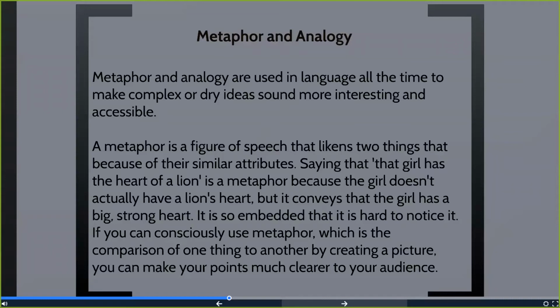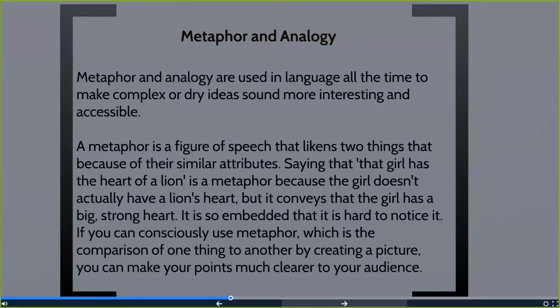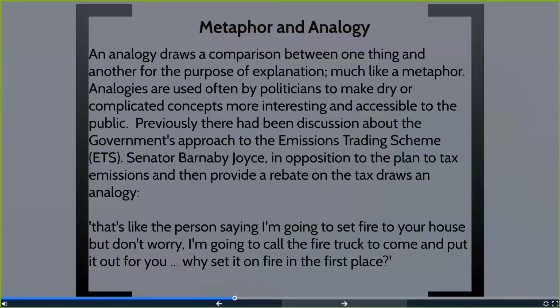An analogy draws a comparison between one thing and another for the purpose of explanation. Much like a metaphor, analogies are used often by politicians to make dry or complicated concepts more interesting and accessible to the public. Previously, there's been discussion about the government's approach to the emissions trading scheme. Senator Barnaby Joyce, in opposition to the plan to tax emissions and then provide a rebate on the tax, drew an analogy. His analogy was like the person saying, I'm going to set fire to your house, but don't worry, I'm going to call the fire truck to come out and put it out for you. Why set it on fire in the first place? So there was an analogy that Barnaby used during that point in time in history.